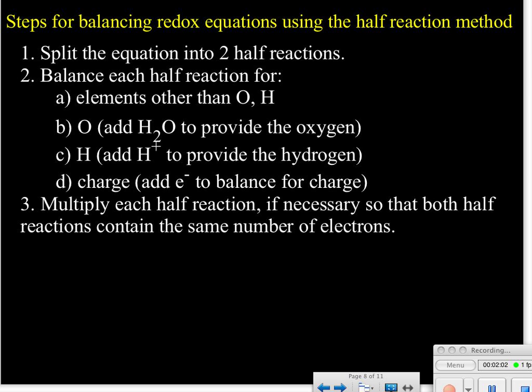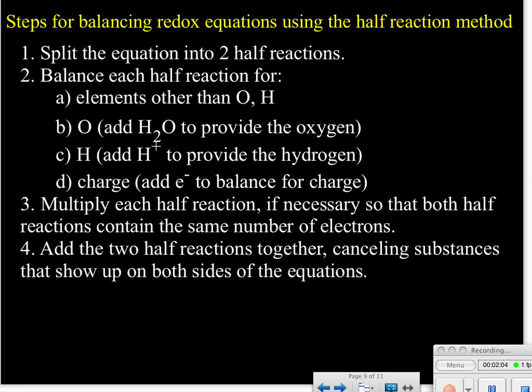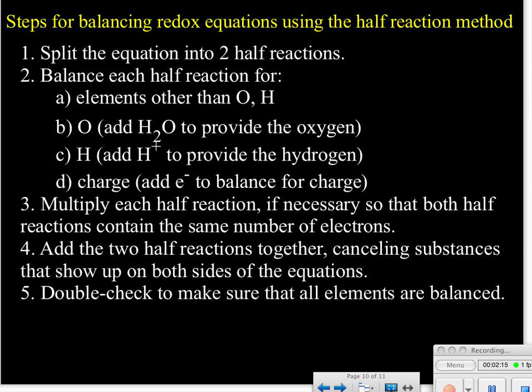Once we have the number of electrons balanced, we will be adding our two half reactions together, and we'll end up canceling the amounts of substances that show up on both sides of the equation. Then at the end, we will double check to make sure that all of our elements are balanced. And again, if you don't already have these steps in your notes somewhere, please go ahead and write these down.